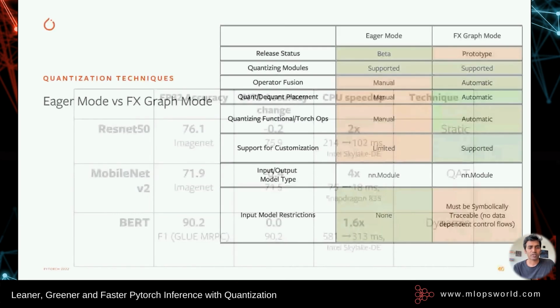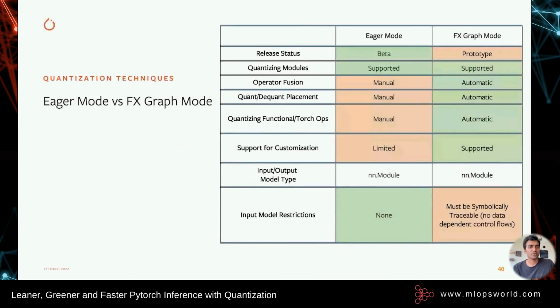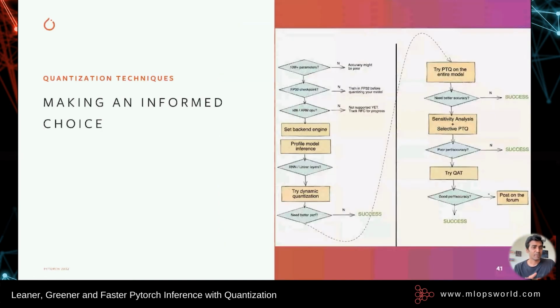So I'll go through this very quickly. There are two ways to do this: eager mode and graph mode. The code that we just saw on the slides right now was all in eager mode, and that's a very manual process. What we want is something more automatic, which requires less code writing from our side. So we use graph mode for that. And we'll be using FX graph mode for our coding exercise now.